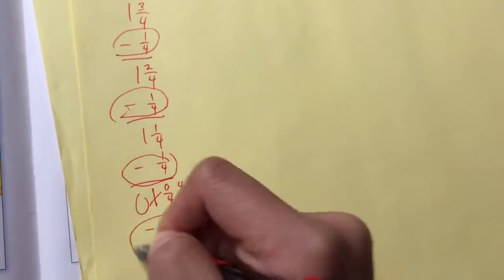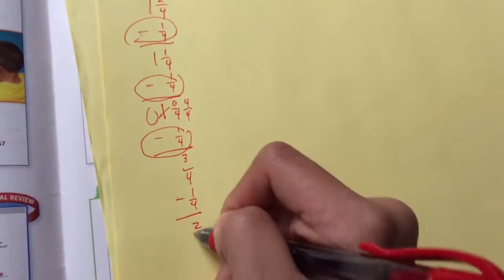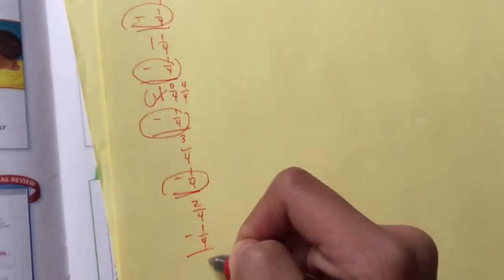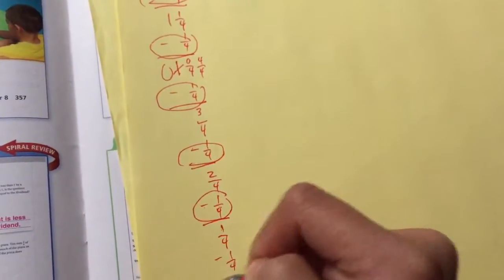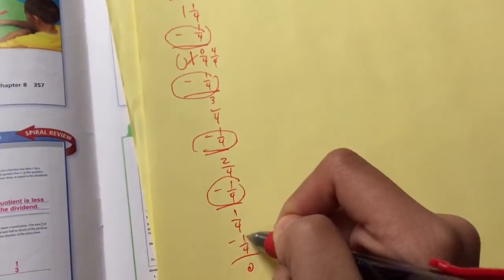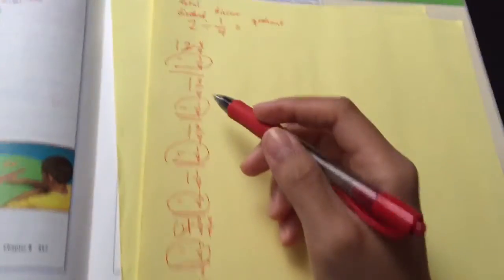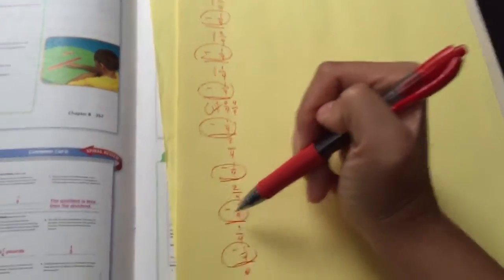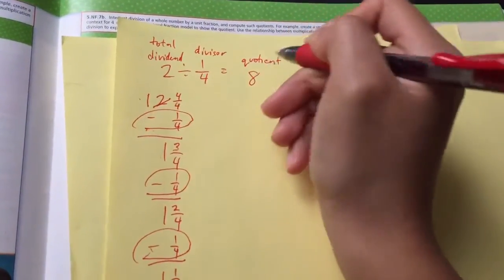3/4. Minus another 4. 2/4. Minus another 4. And we're on our last one. 1/4 minus 1/4 is 0. And we were able to subtract it. 1, 2, 3, 4, 5, 6, 7, 8. So our quotient will be 8.